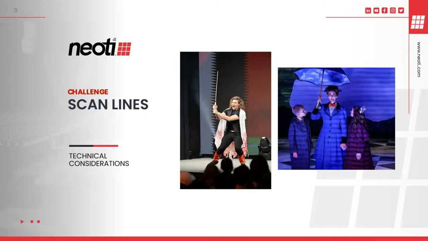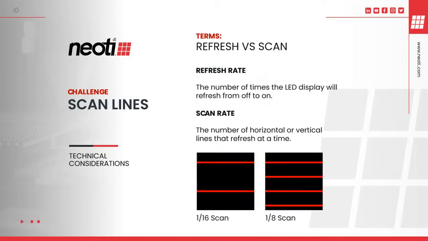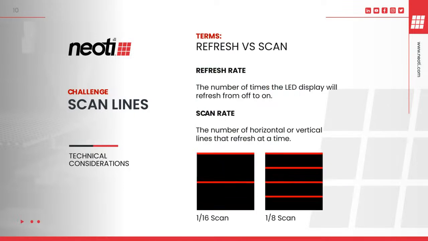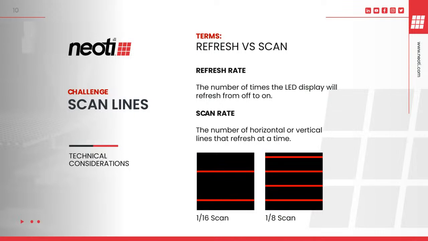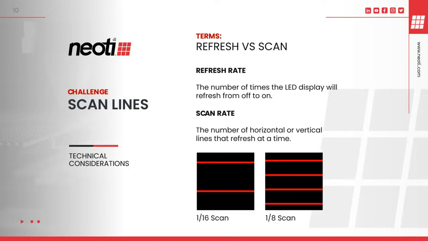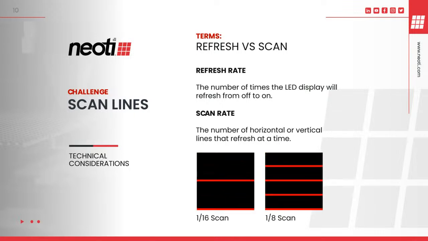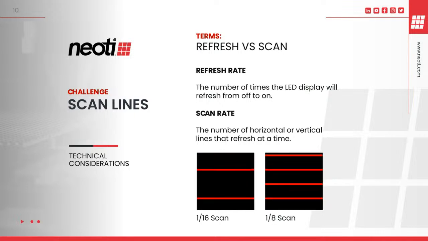So scan lines are what you see here. They can be just rolling lines like you see in the Mary Poppins clip there, or they can be jagged edge lines that can be moving across the screen. We'll talk about why that is. But scan lines are probably the bigger headache outside of Moire because sometimes there really is nothing you can do about these if you choose the wrong LED. So before we understand exactly what it is, we need to talk about a few different things.